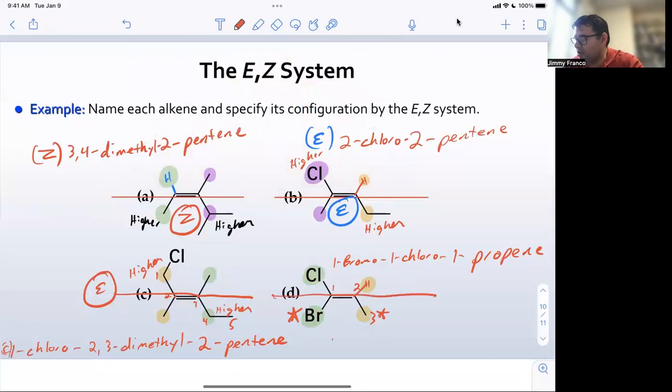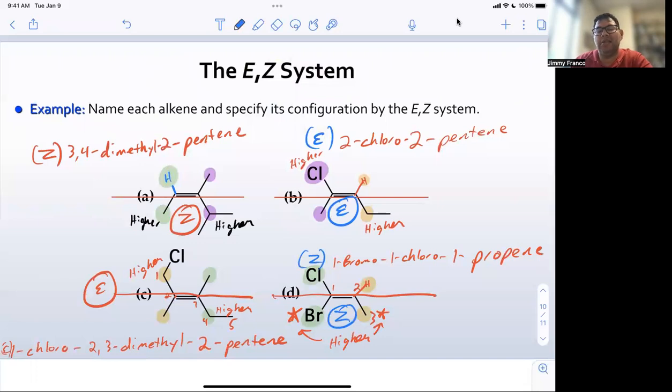And since the 2 higher groups are on the same side, it gets to be Z. Put the Z in front. Put it here just for emphasis. And so this is how we decide if a double bond is E or Z designation.